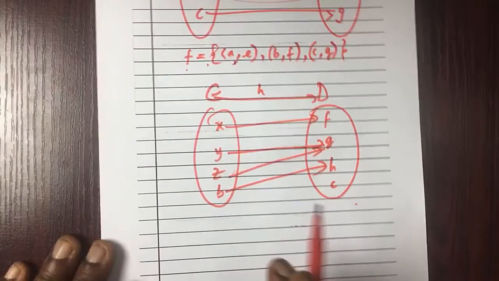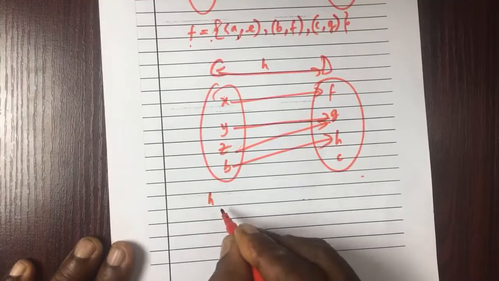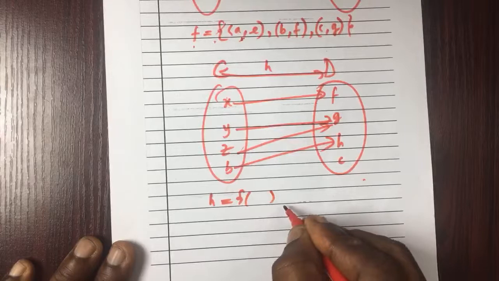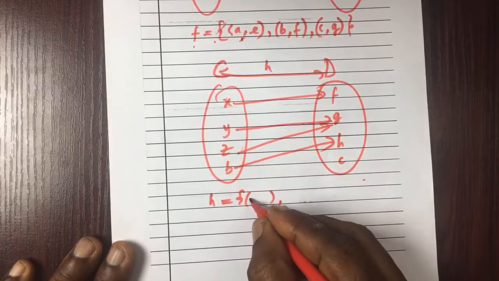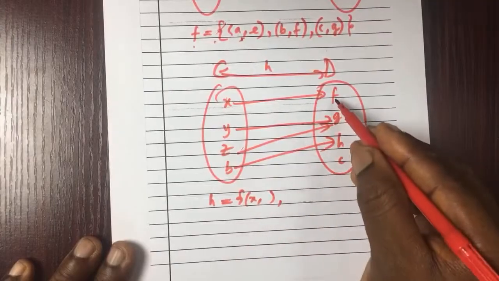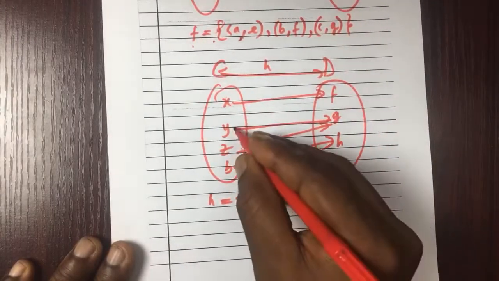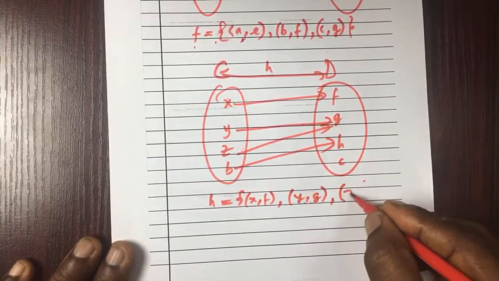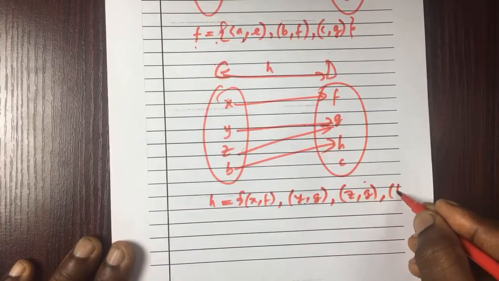Now, if you want to represent this mapping with an ordered pair, you end up having the mapping H. You write it out and equate it, taking in brackets every element in C, in this case X, and their respective images. So I'm going to take X and F. I'm going to take Y and G. I'm going to take another bracket containing Z and G, and I'm going to take another bracket containing B and H.